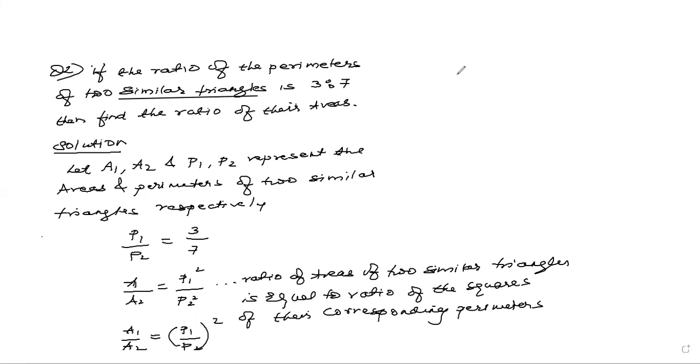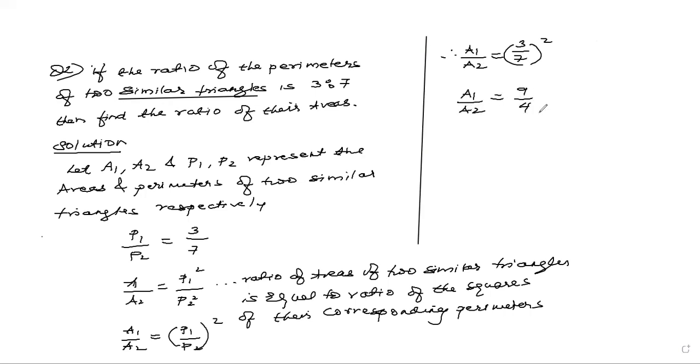After writing this, now I'm going to substitute. Therefore, A1 upon A2 equals, what will happen, children? Here, I'm going to continue to the right hand side. You know the value of P1 upon P2, how much is it? 3 upon 7. So 3 upon 7, the whole square. So what do I get? A1 upon A2 equals 9 upon 49. So the ratio of the areas is 9 is to 49.